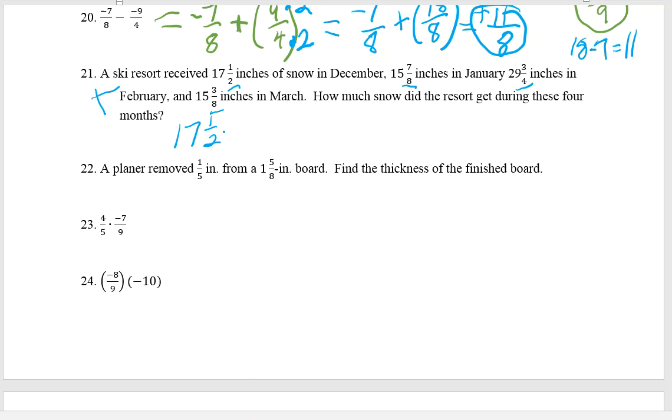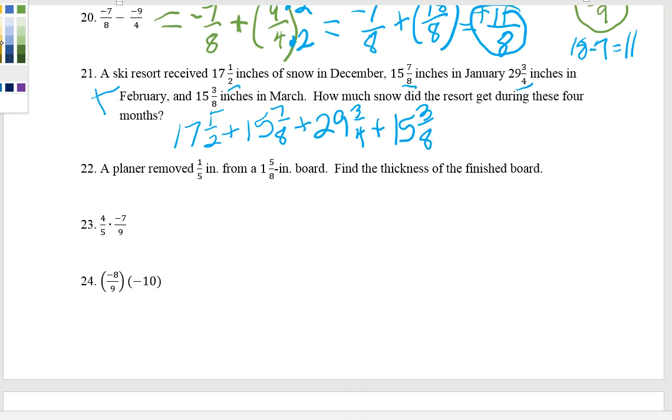17 1/2 plus 15 7/8 plus 29 3/4 plus 15 3/8. Now, we still do have to get a common bottom, so I notice I have 2 or 3 different bottoms at this point. So I have a 2, an 8, and a 4, and we really want them to be the same. 2 and 4 both go into 8, so let's use 8 as our common bottom.